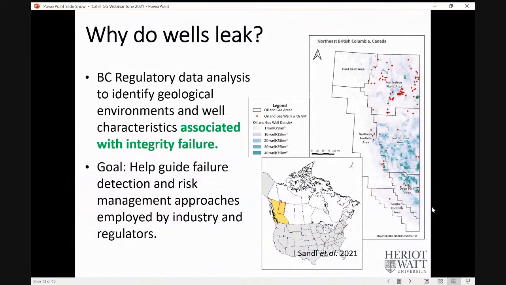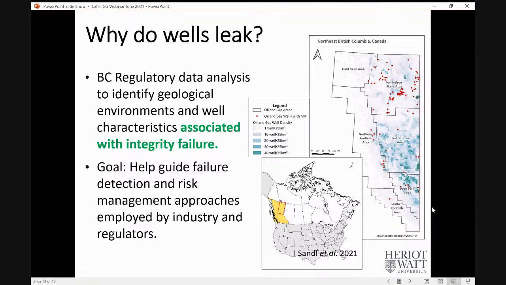So firstly, why do wells leak? A short while ago, some colleagues and I got a research project underway in collaboration with the regulator in British Columbia. Very fortunately, in British Columbia they keep very good records of oil and gas development. This is also likely a result of the fact that a huge amount of the development has been since the early 2000s, and since then it's much easier to keep very good electronic records.